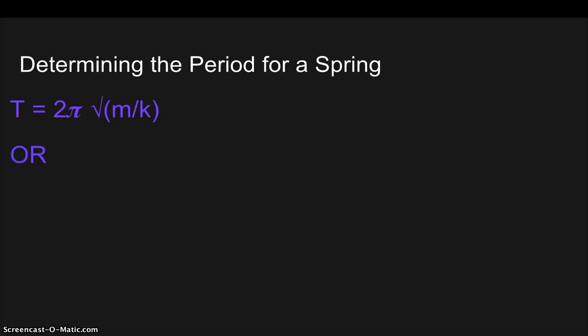Another commonly used equation for determining the period for a spring is T equals 2 pi, and then the square root of x over g. x, like in Hooke's law, is the spring's displacement, and g simply means gravity. So we would plug in 9.8 as long as we were working with problems that dealt with springs on Earth.